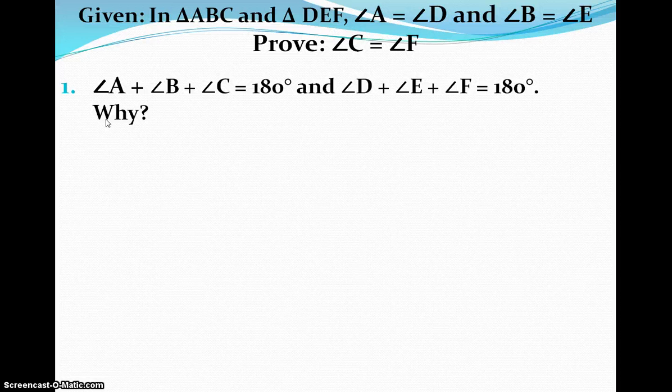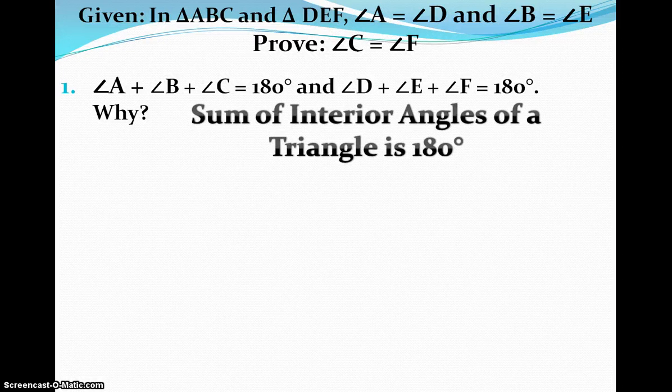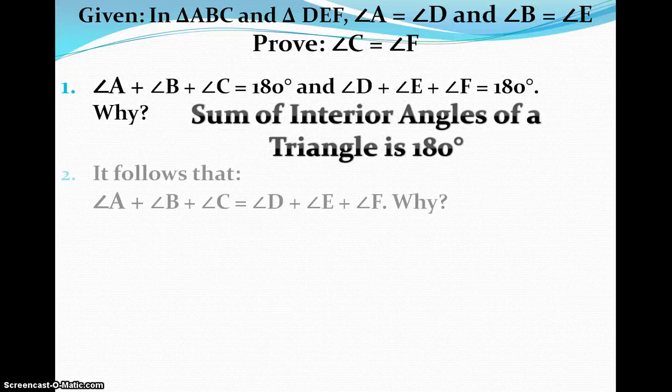And so hopefully as you think about it, you're thinking to yourself, okay, I know that based off of the theorem that we just had before, which is the sum of the interior angles of a triangle is 180 degrees. That's that first theorem that we just talked about today. That's why both of them already add up to it. Now, it also follows from there that I would know that angle A plus angle B plus angle C is equal to angle D plus angle E plus angle F. And so I want you to be able to tell me why. So again, pause it if you need to, but take a guess as to why you think those two things are true.